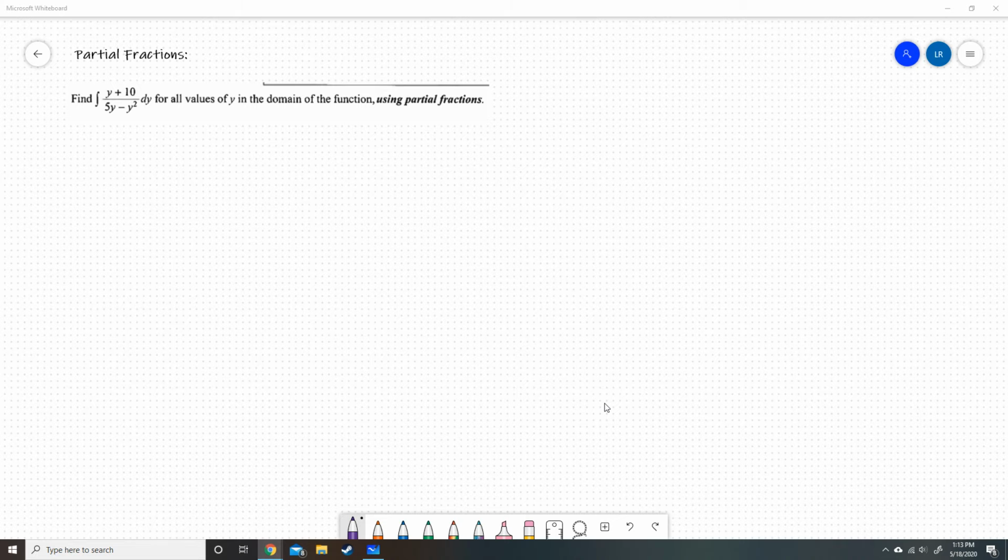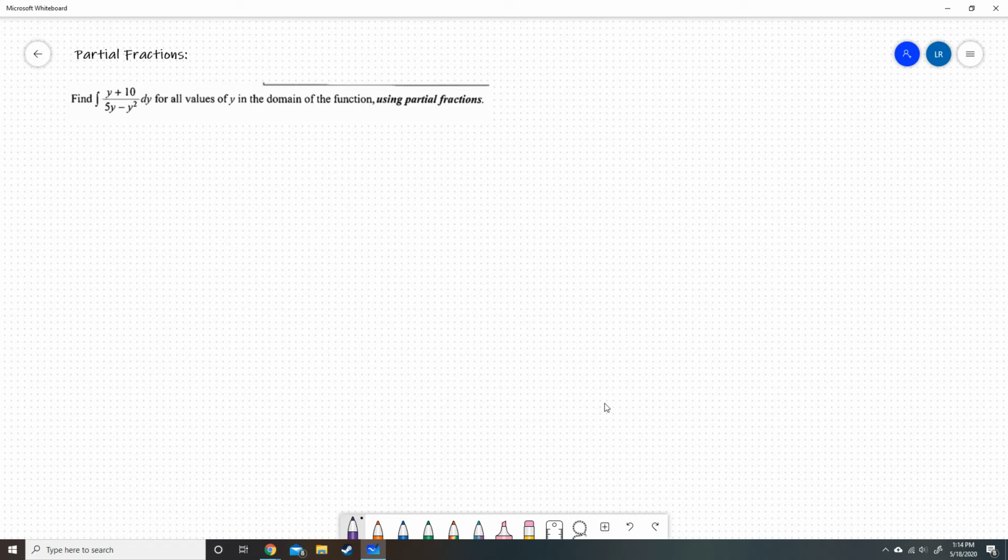Before we do that, let's figure out why I have to use partial fractions. Why can't I just use u substitution? If I were to use u substitution, I would say my denominator, 5y - y², is my u. That would make my du 5 - 2y. Unfortunately, I do not have 5 - 2y here, and I don't have any variation of 5 - 2y there, meaning I don't have a factor of it. That's why u substitution doesn't work without first doing a little bit of manipulating. So u substitution isn't going to work.